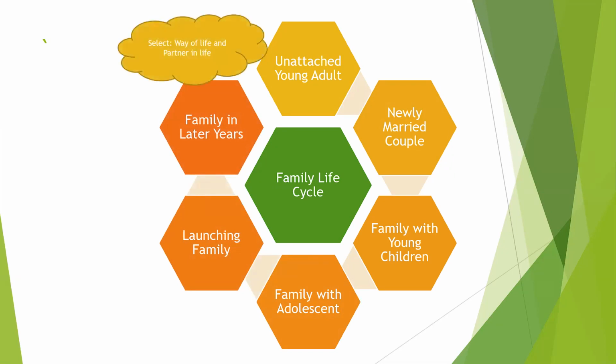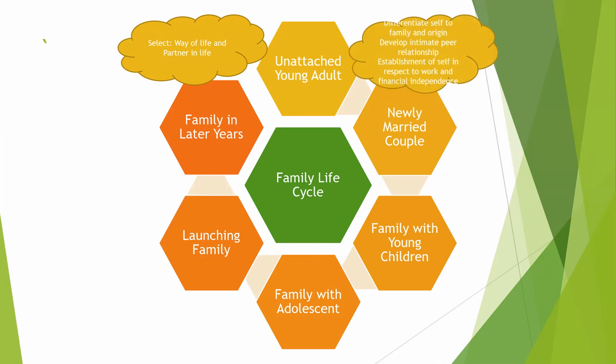Firstly, in the unattached young adult stage, here we select a way of life and partner in life, and differentiate self from family of origin. It's also the development of intimate peer relationships, and establishment of self in respect to work and financial independence. The emotional process of transition is accepting parent-offspring separation.